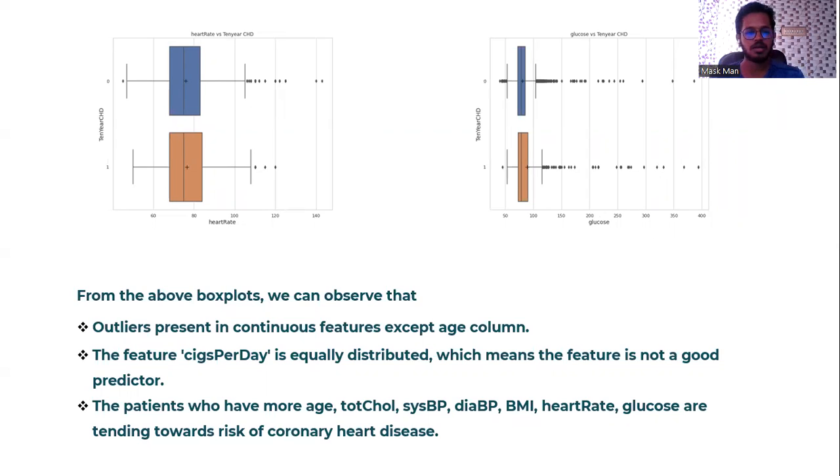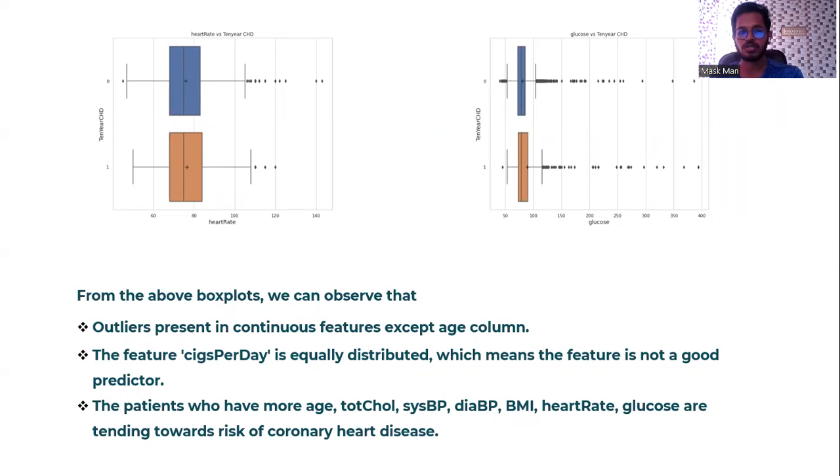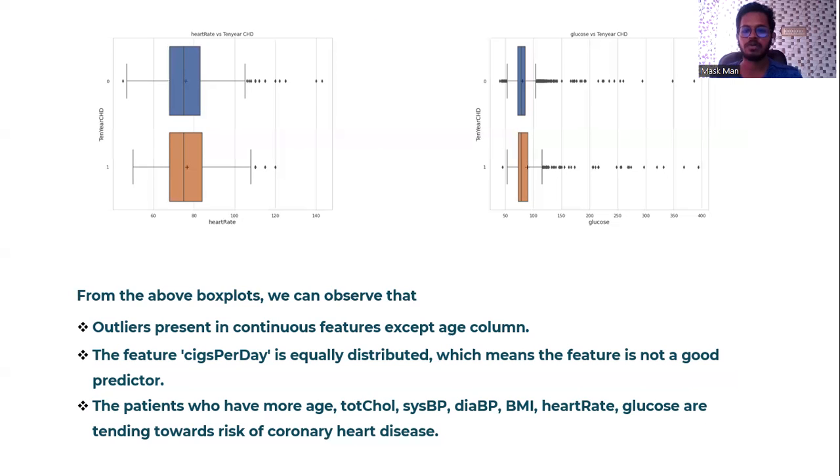That means if the values of these features, like age, total cholesterol, systolic BP, diastolic BP, BMI, heart rate, and glucose, increase, the risk also increases. That is a conclusion we can derive from these box plots. And the feature cigarettes per day is equally distributed. That means this feature may not be a good predictor.